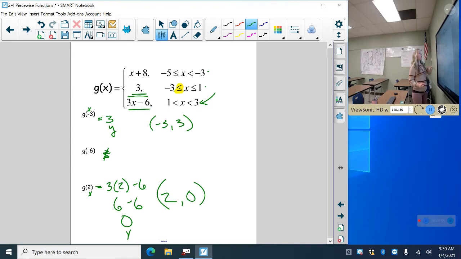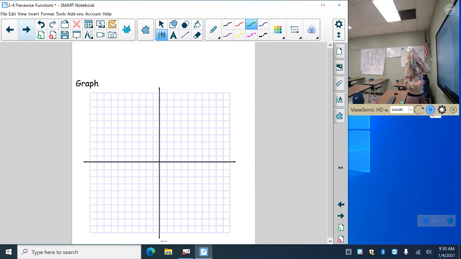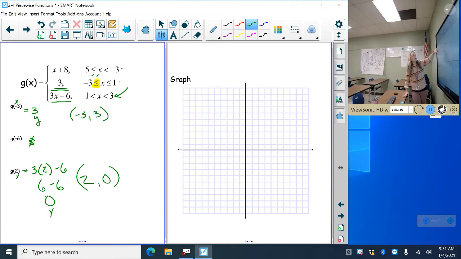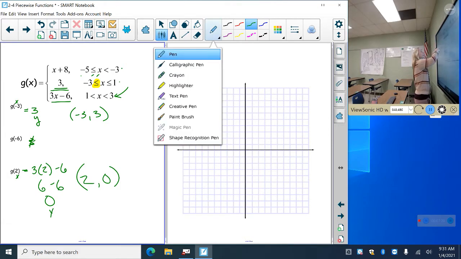Now, the last thing you're going to have to do is graph. So let's go ahead and graph this last function that we just had. How do I go about doing that? Well, let's look at it. Let me show both pages here. When x is between negative 5 and negative 3, I have x plus 8 as my function. So I have to figure out where that is.